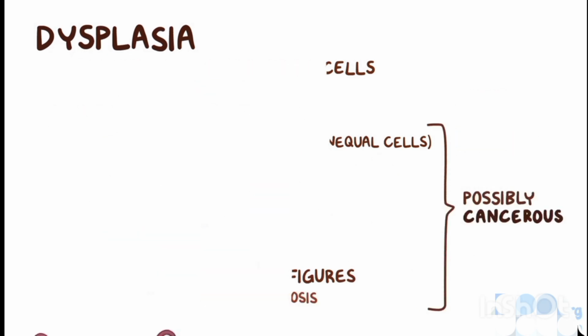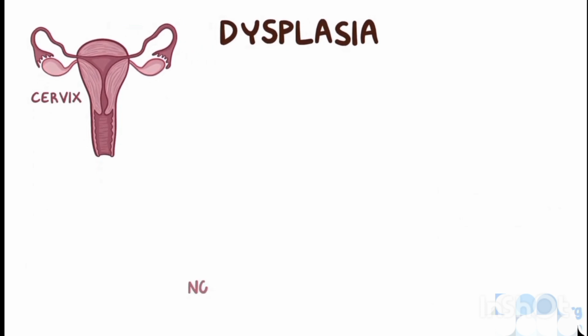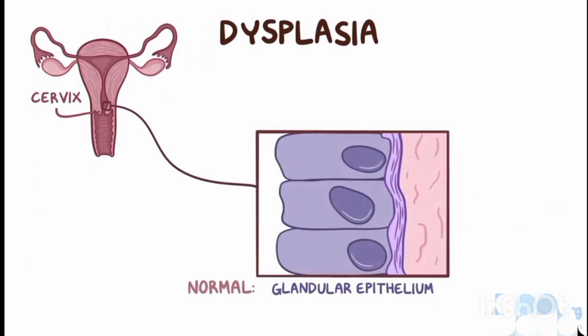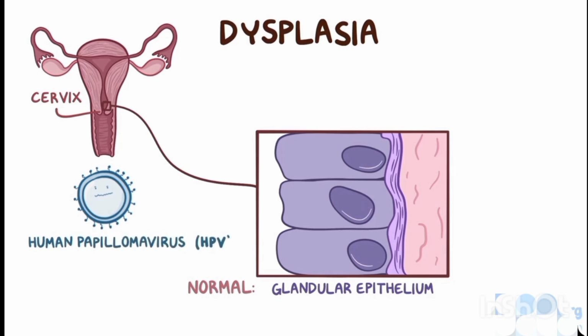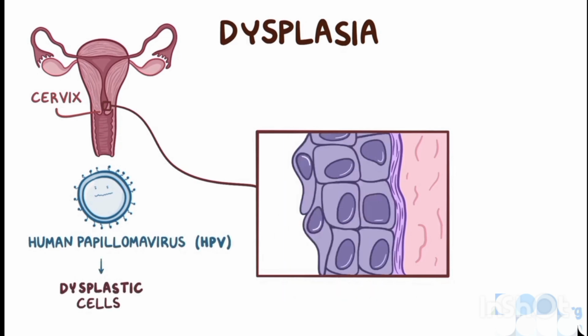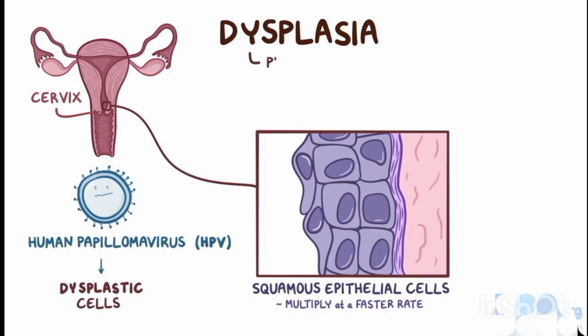Let's take the example of the cervix, which is normally lined with glandular epithelium. However, infection with certain strains of human papillomavirus, or HPV, can cause the cells to become dysplastic. They can resemble immature squamous epithelial cells of various sizes and shapes, and they multiply at a faster rate than normal cells would. Uncontrolled multiplication is generally bad news, therefore dysplasia is considered a precancerous state.